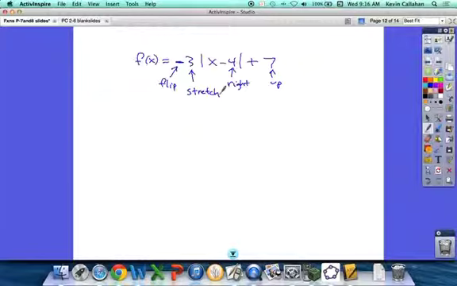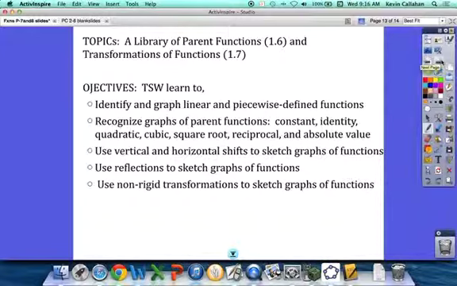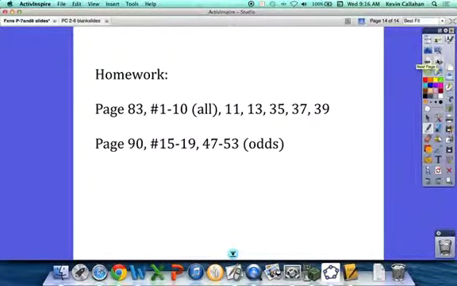Okay. And that is it. I think. I can check. Okay. Linear, piecewise functions, parent functions, shifts. There's homework from the 2 different pages.